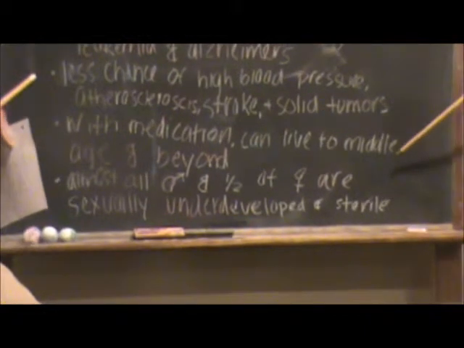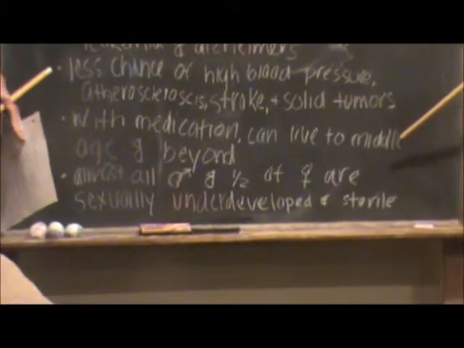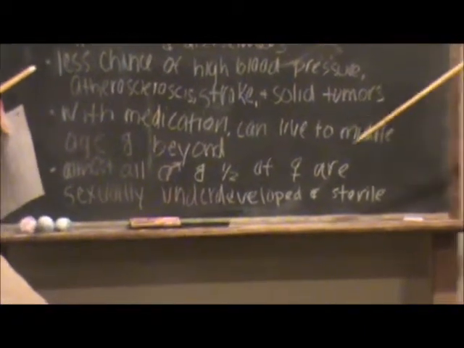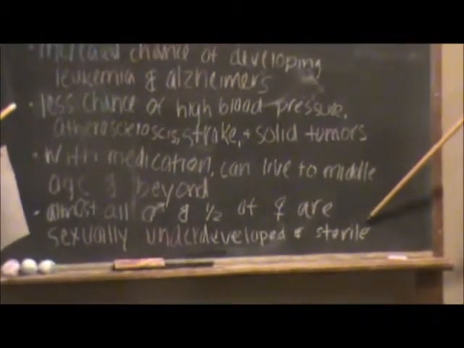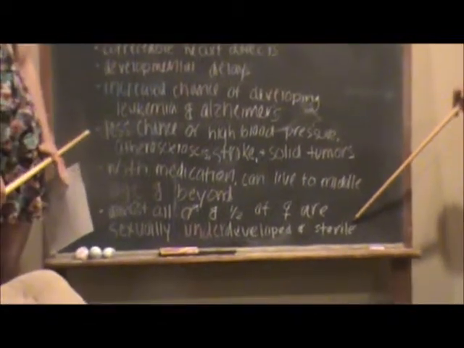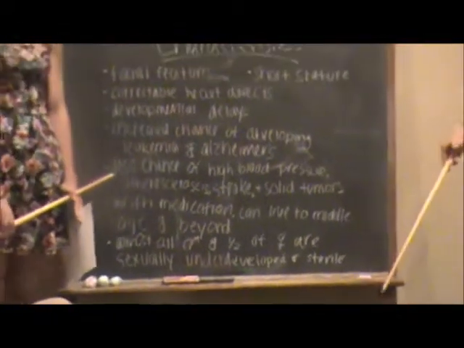With medication, people with Down syndrome can live to middle age and beyond, and almost all males and half of females are sexually underdeveloped and sterile. There's a 0.04% chance of children having Down syndrome if their mother is under 30. It is 0.92% if the mom is 40, and the chances increase with the age of the mom.